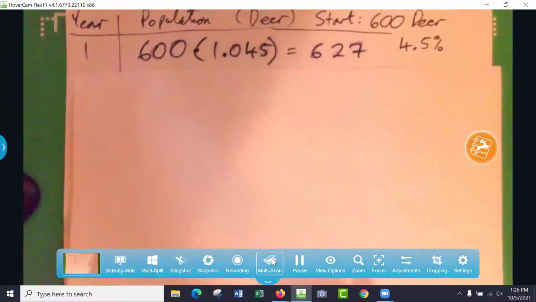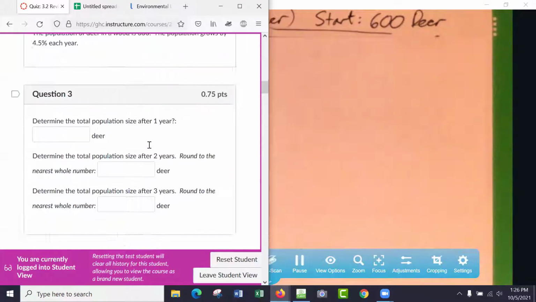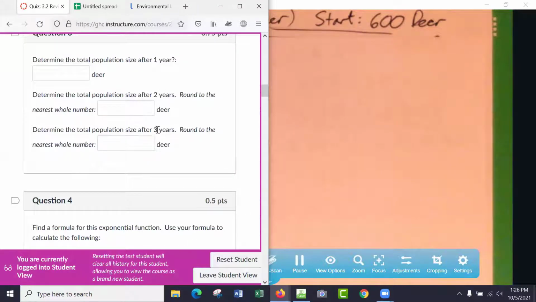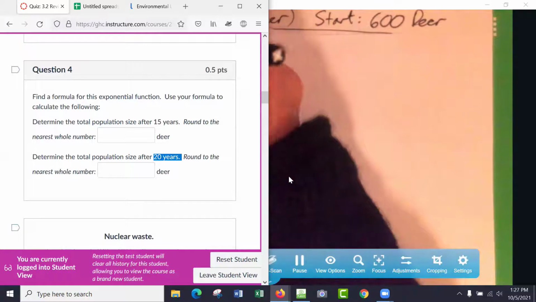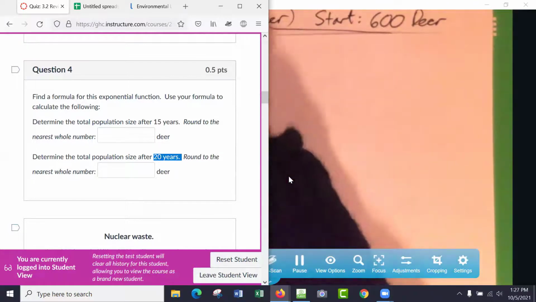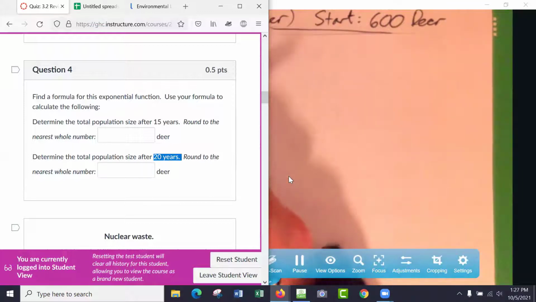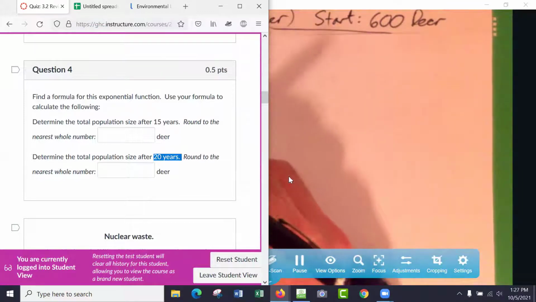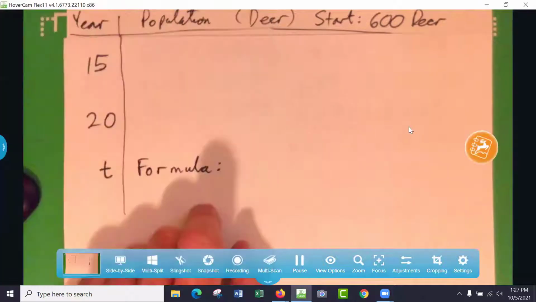Like I said, I asked more questions on that. Stuff like, okay, so get me 1, 2, 3 years. We've all done that. Get me 15 years, get me 20 years. So off you go now. 15 years, I want the population of deer, 20 years. And then for the formula, I want T years. So take your time. Anyone watching from home, press pause on the video and let's get these done, right?